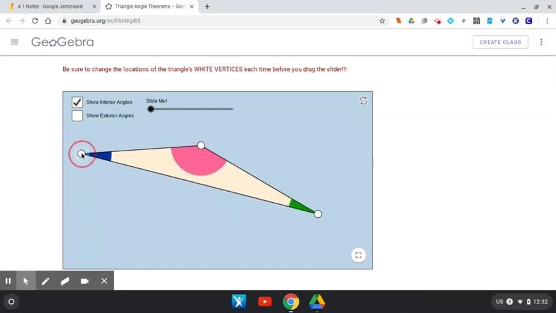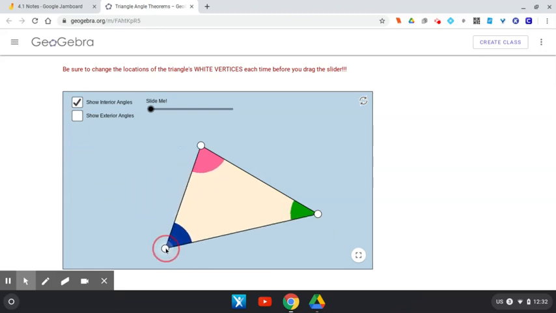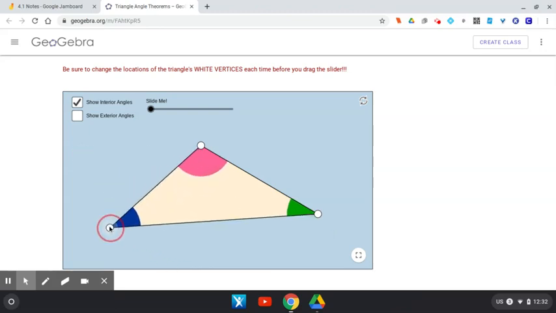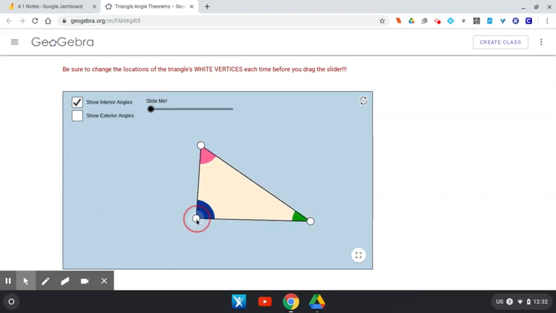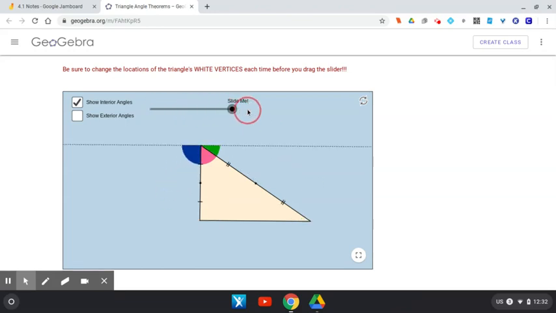So if I go like this, I'm making the pink angle really big and the green and blue really small. But I could try to make it more equilateral. I could maybe try to make a right triangle depending on where I move these things. So you can mess around and see what you got. When you click slide me and you hover over that, it's going to put all of the angles together.